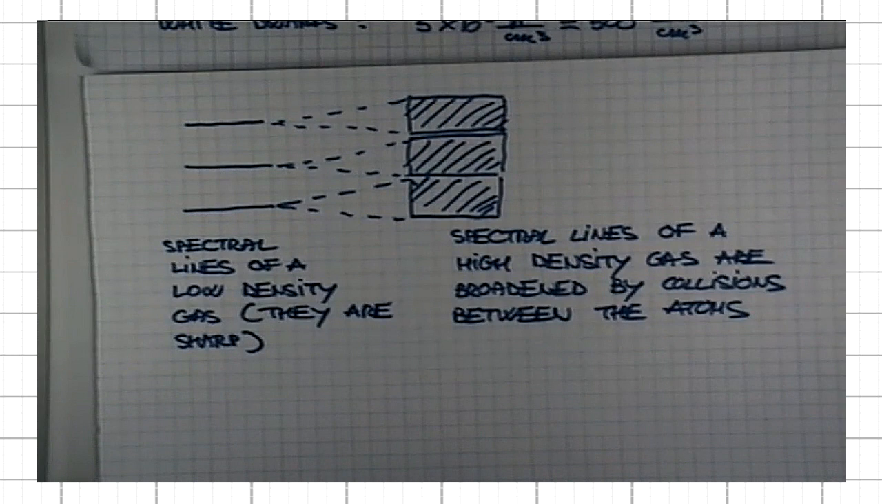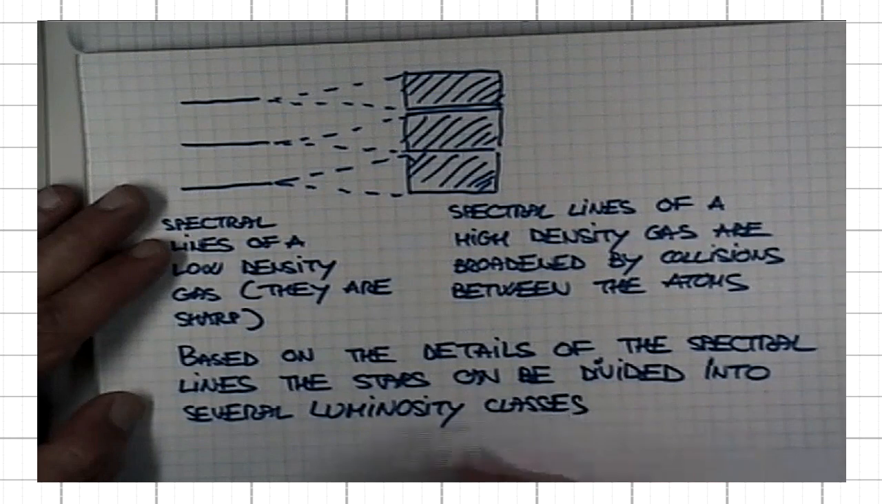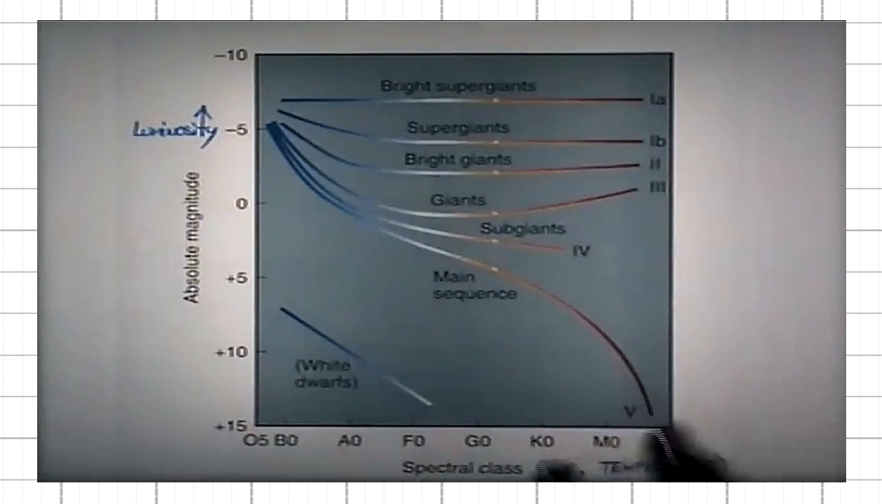So astronomers then look at the shape of the spectral lines, whether they are sharp or broadened, and divide the stars into so-called luminosity classes, not to be confused with spectral classes. So let me show you what I mean by different luminosity classes. Okay, so here is the HR diagram indicating different luminosity classes of stars.